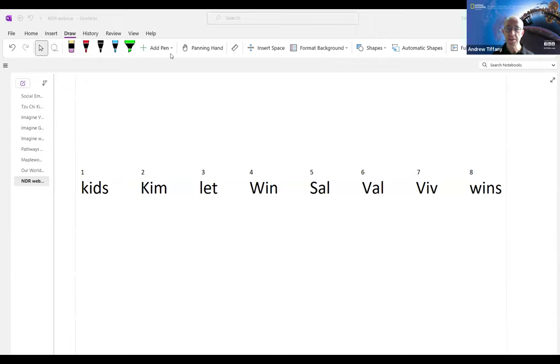Okay. Yeah, so maybe win and wins. Yep. Well, him and win, there's actually two differences, isn't there? So, what is different? The n is different at the end, right? But what about sal and val, right? There's only one letter difference. What difference is there? One is s and one is m, right? They're different, right? Good.